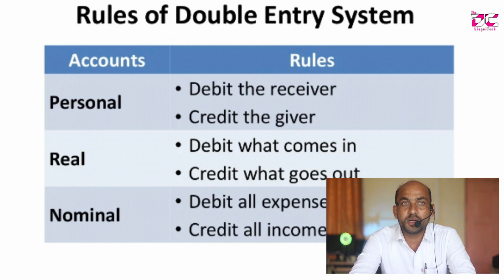Then real account: debit what comes in and credit what goes out. So in the business we are related with some assets. Suppose machinery comes into our business, furniture comes into our business. So debit what comes in. You should know which items are coming into our business. That is the debit side, means all assets are recorded on the debit side. And credit what goes out. Suppose we are purchasing some material for our business. When we purchase that material, for that material we are paying something to the supplier.